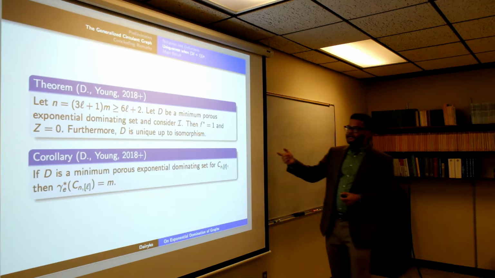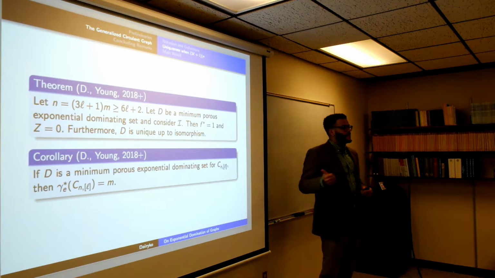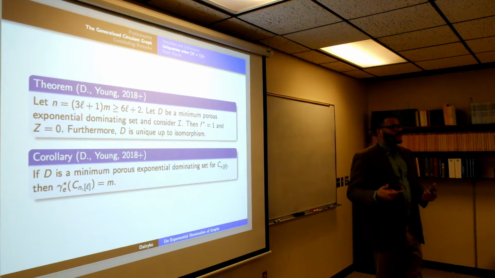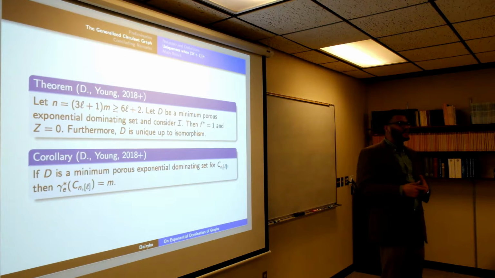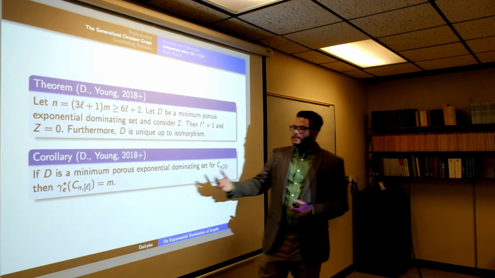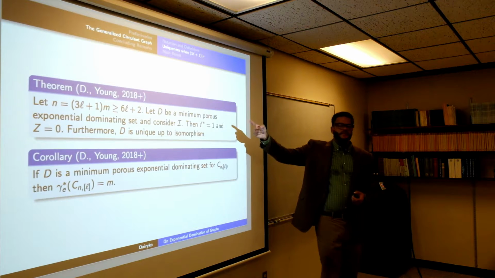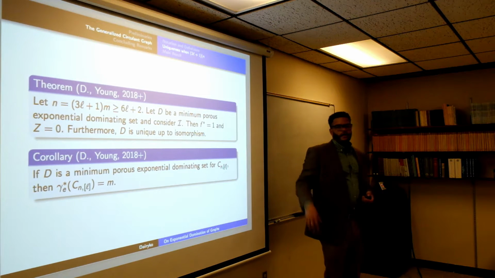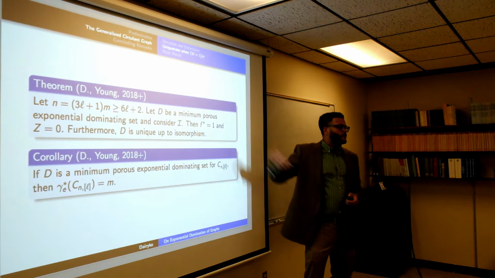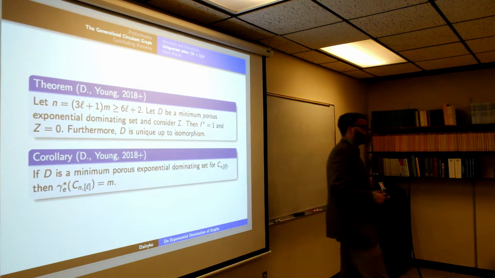So a direct corollary from this theorem is that if D is a minimum porous exponential domination set, then the size of the smallest porous exponential domination set is going to be m. So this is a really strong result because it gives me an exact value, but with the condition that 3l plus 1 divides n. Okay? So what I'm going to do now is go into the overview of the proof for this theorem, and then we're going to get into our main result.